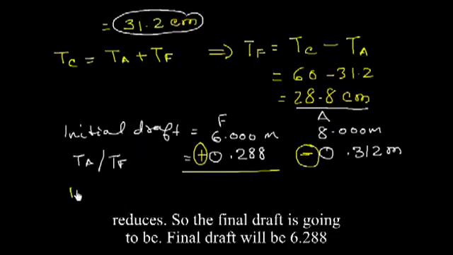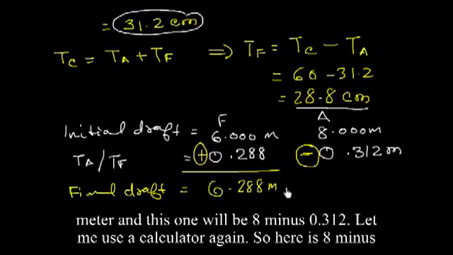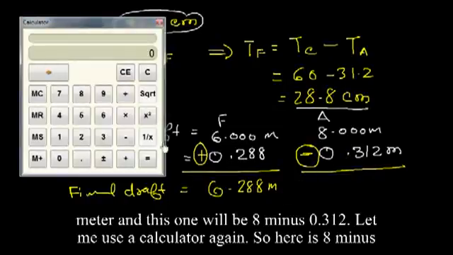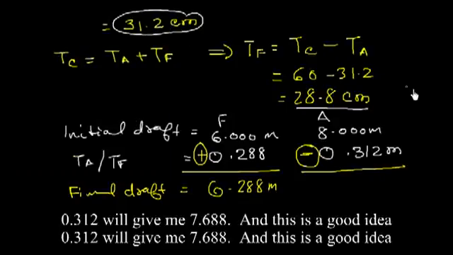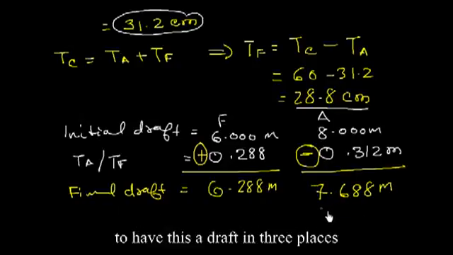So the final draft will be 6.288 meter, and this one will be 8 minus 0.312. Then let me use the calculator again. So here 8 minus 0.312 will give me 7.688 meter, and this is a good idea to have this draft in 3 places.